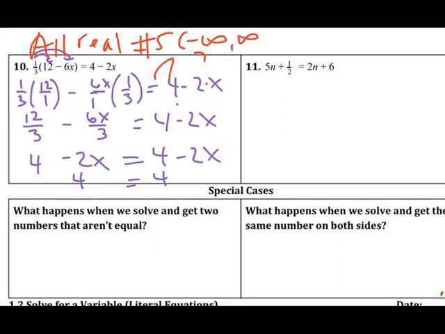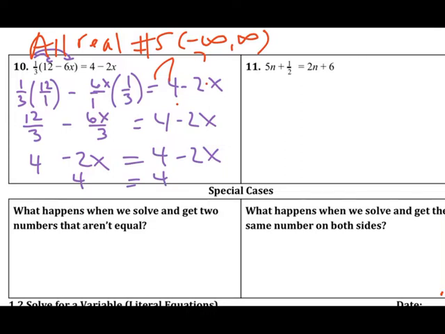What this means is that the answer is all real numbers, which you can use fancy notation for, but we're going to talk more about that notation in Unit 2. What that means is you could plug in negative 1,000, 2, 0, 15, 30. All of those numbers are going to work. Every possible number could be plugged in for x and will give you a true statement.